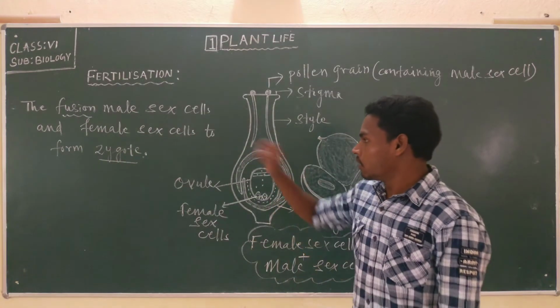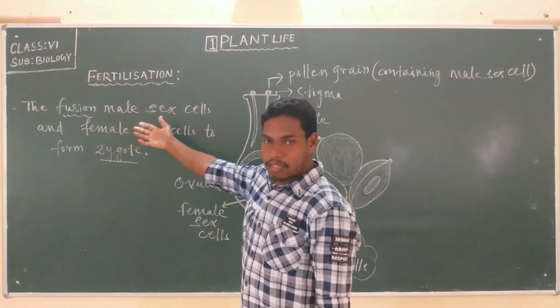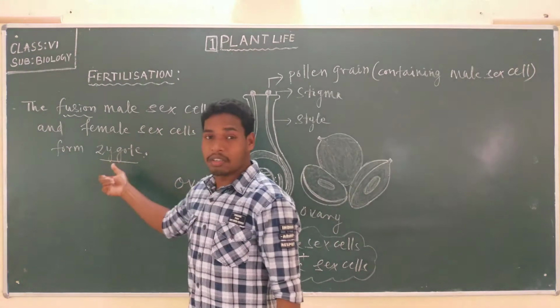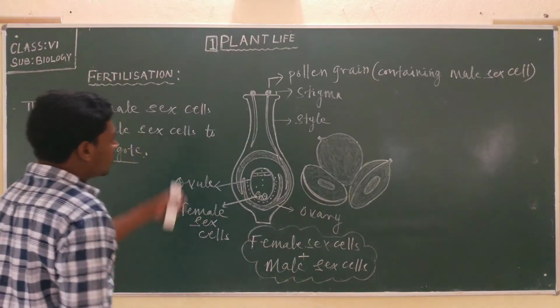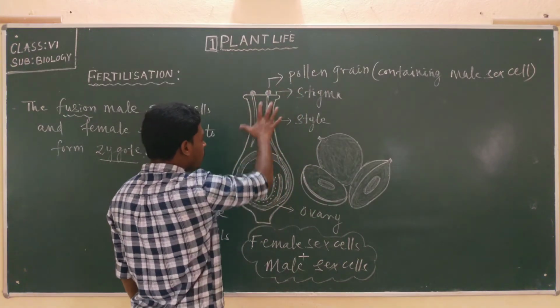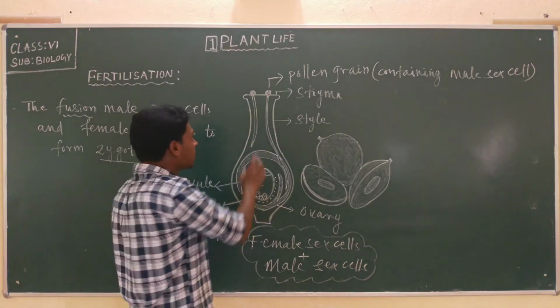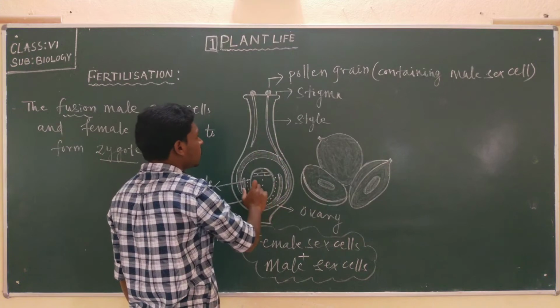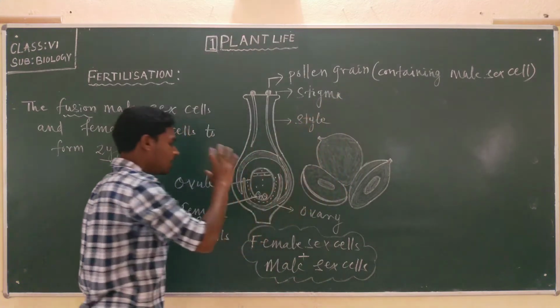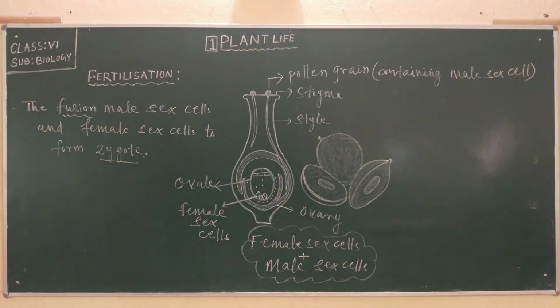So once again, in order to remove confusion, let us focus here. The fusion of male sex cells and female sex cells forms what? Zygote. It is known as fertilization. So now I hope you understood the structure and how the pollen tube generates, and how the pollen grain carries the male sex cells. And in the ovule, what is present? The female sex cell. They both undergo fusion, and this process is known as fertilization.